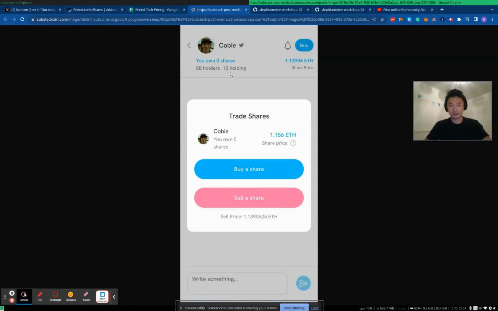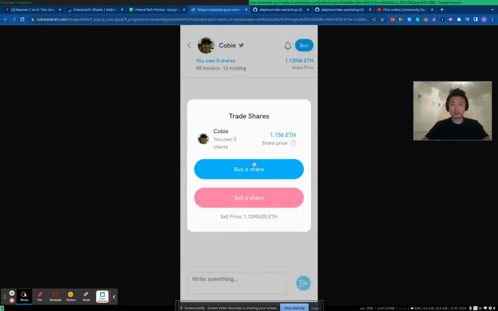And as a protocol, whenever there's a trade, the protocol gets 5% of the fee as well. It's a very lucrative business. That's why you got like 500K USD per day as the protocol fee. That's how they get it.